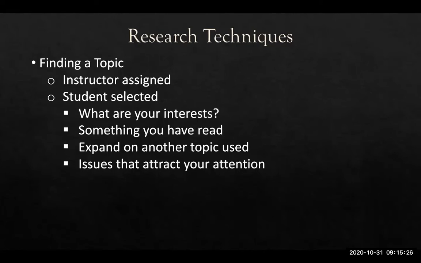So here's some of the ways you may get a topic. One of the first ways is that topic may be assigned by the instructor. Some instructors, especially in your undergrad program, some instructors just go ahead and assign students a topic. So they give you what you're going to write on. Some of them may give you a primary topic and allow you to pick some subtopics to that.